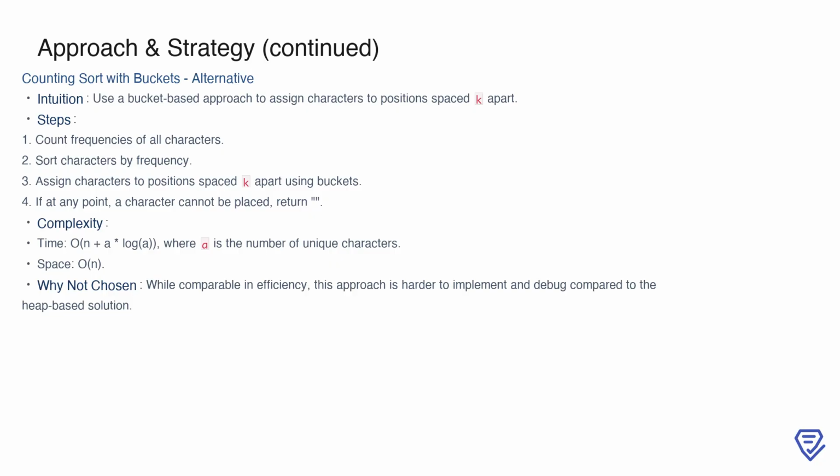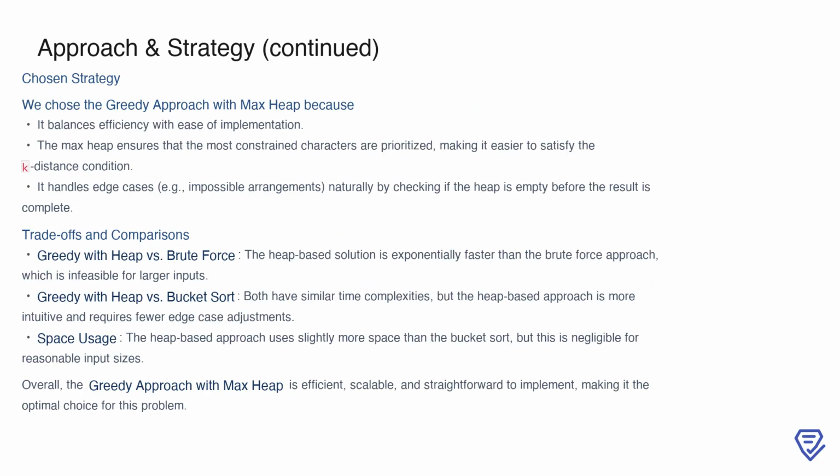However, despite its comparable efficiency, this approach was not chosen. The bucket sort method can be harder to implement and debug, especially when handling edge cases. Its added complexity makes it less appealing compared to the heap-based solution, which provides a more straightforward way to manage the placement constraints. The chosen strategy for solving this problem is the greedy approach with a max heap.